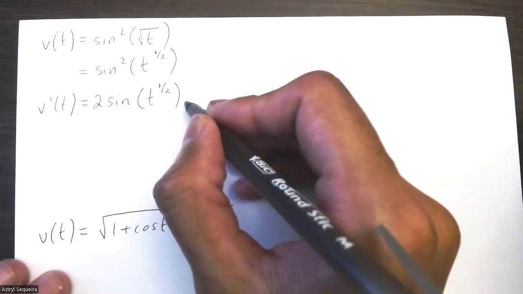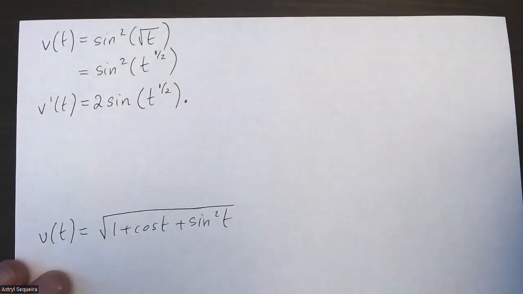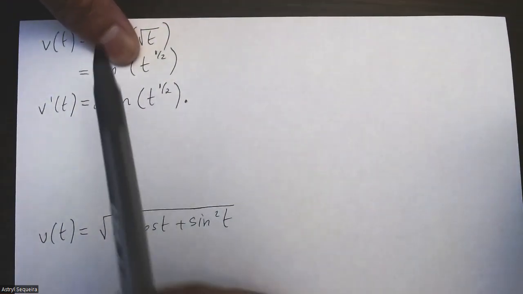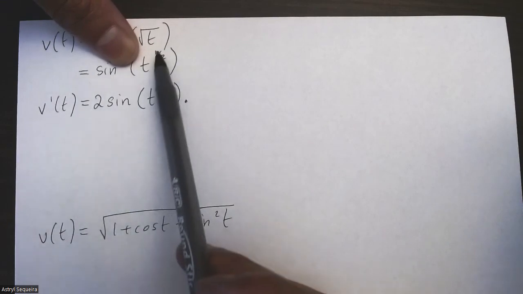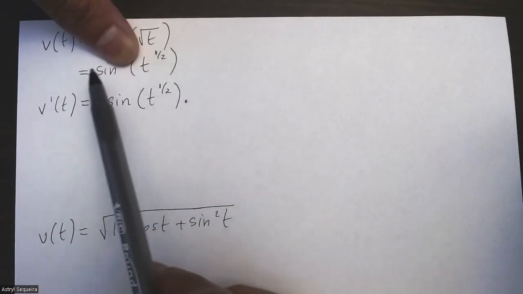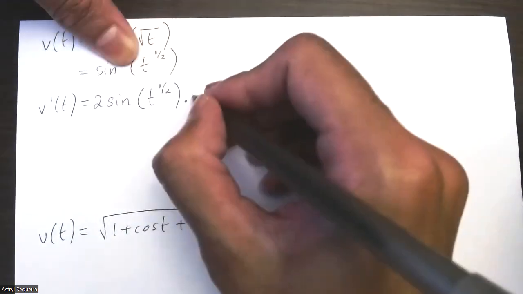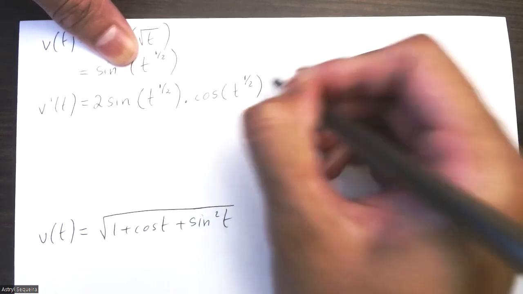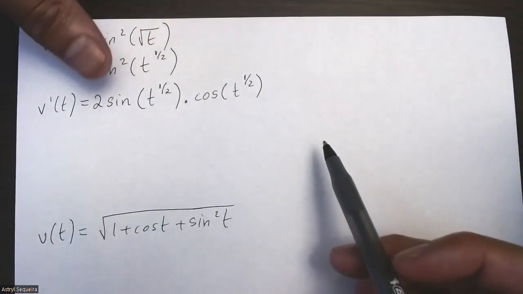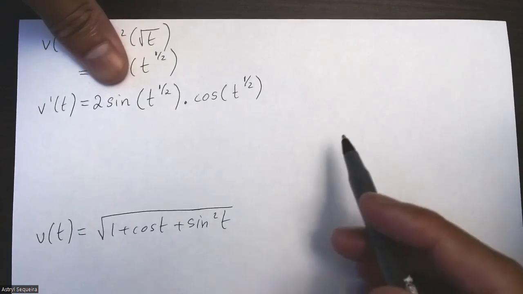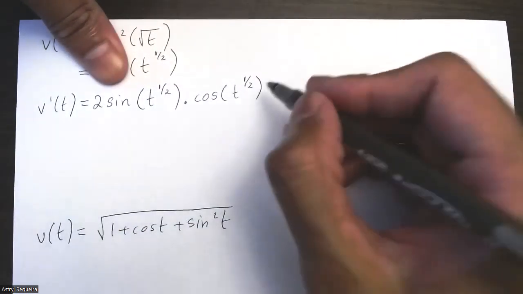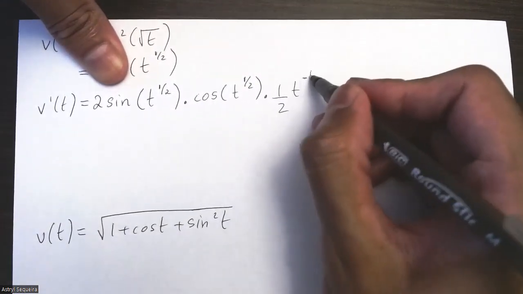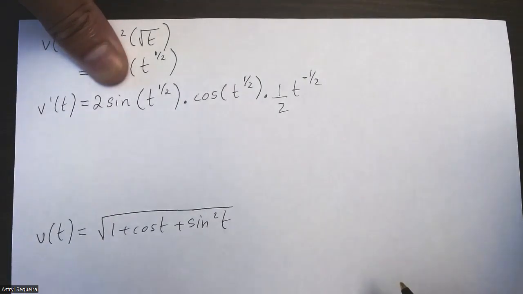Now we're going to do our first chain rule. So how do we do our first chain rule? Well, let's pretend this 2 does not exist, and we're going to derive sine t to the power of half. So we know that the derivation of sine is just cos. And now we're going to do the second chain rule, which is the derivation of the inside of the bracket. So the derivation of t to the power of half is just 1 over 2 t to the negative half. So this is a double chain rule question over here.